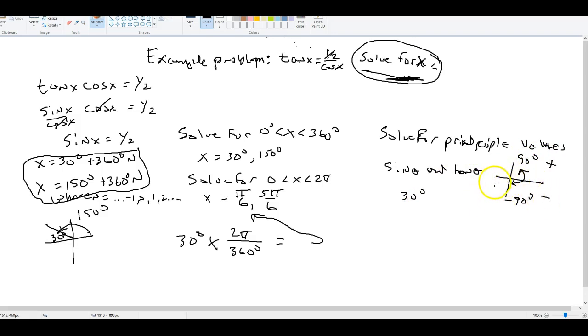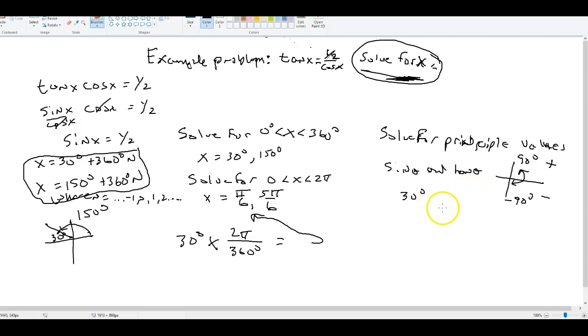And in fact, this is what your calculator does. If you were to go arc tangent of negative 1/2, you would get negative 30 degrees, and that's what your calculator would tell you is the principal value. That's why your calculator does what it does.